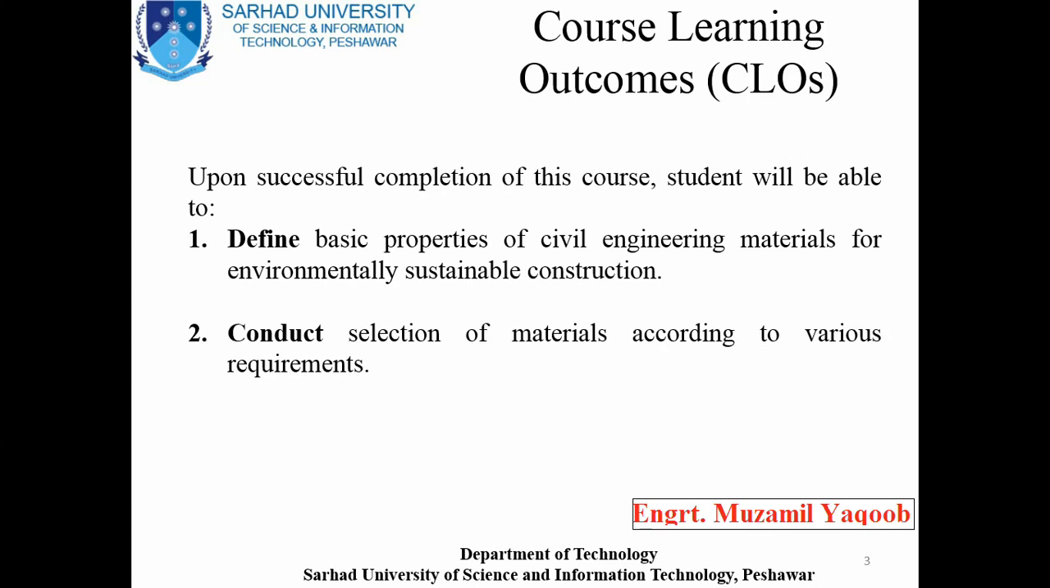Then CLOs, course learning outcomes. During this course we will study various topics, and once you have successfully achieved sufficient grades in this course, at the end you should be able to define properties of civil engineering materials and the importance of environmentally sustainable construction. We will also discuss the latest standards and techniques which are important in the selection process of materials. So these are the two main course learning outcomes.